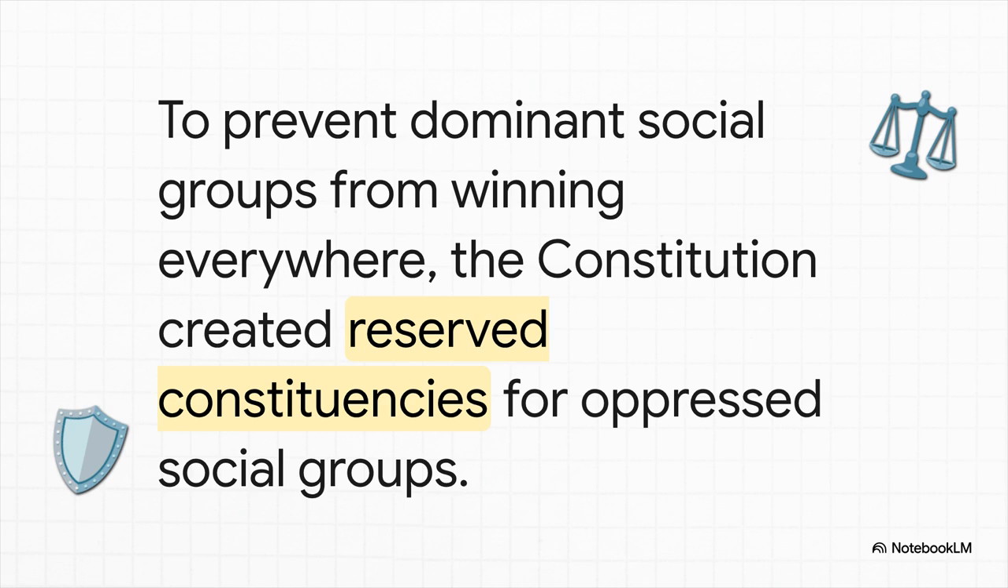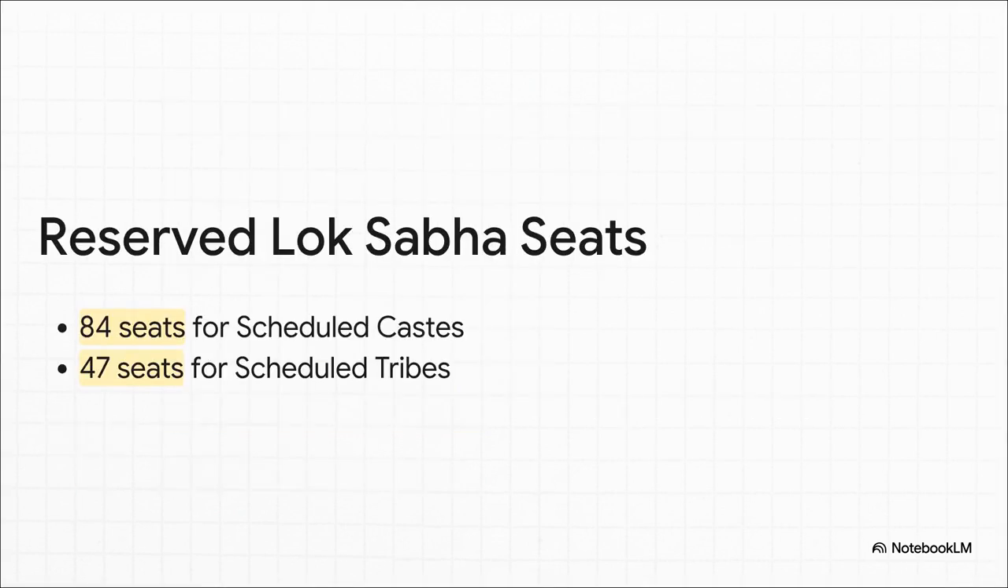In these specific districts, anyone can vote, but only candidates from the officially designated scheduled castes or scheduled tribes can actually run for office. And this is no small thing. We're not talking about just a few seats here. In India's main House of Parliament, the Lok Sabha, 131 seats are reserved in total. That's 84 for scheduled castes and 47 for scheduled tribes. The whole point is to make sure their representation in government is roughly equal to their share of the population.